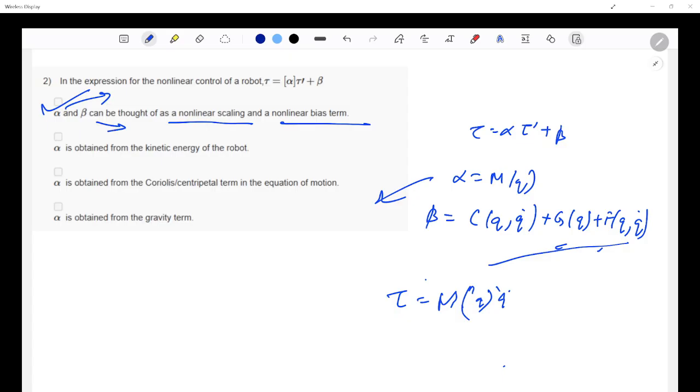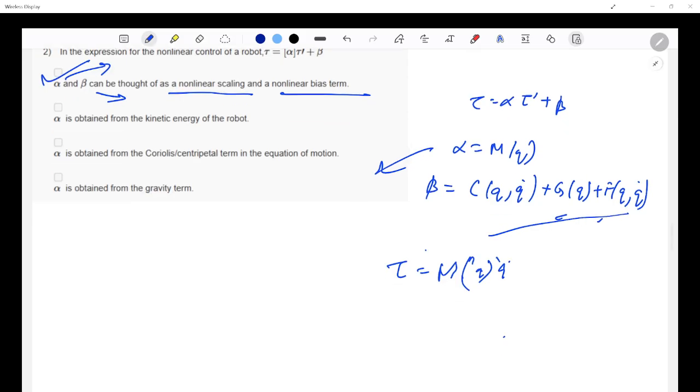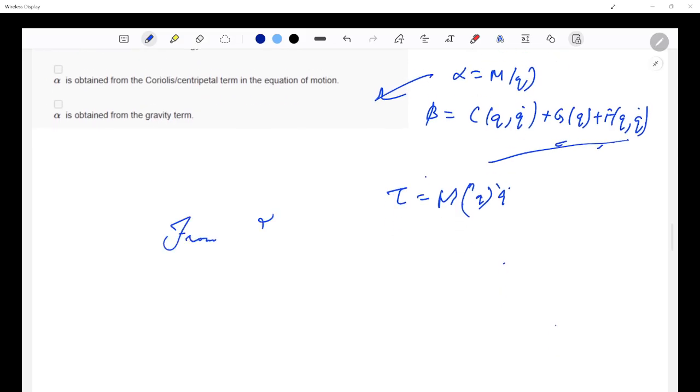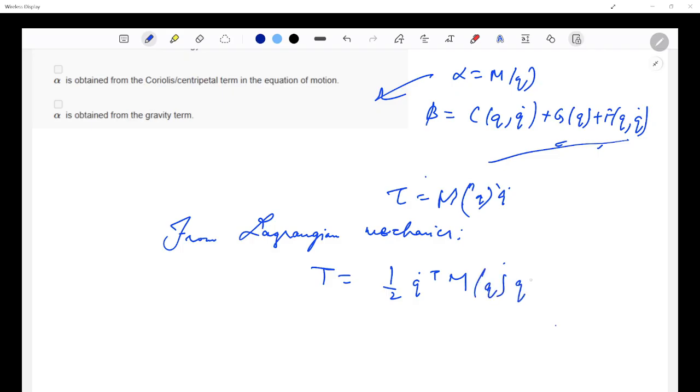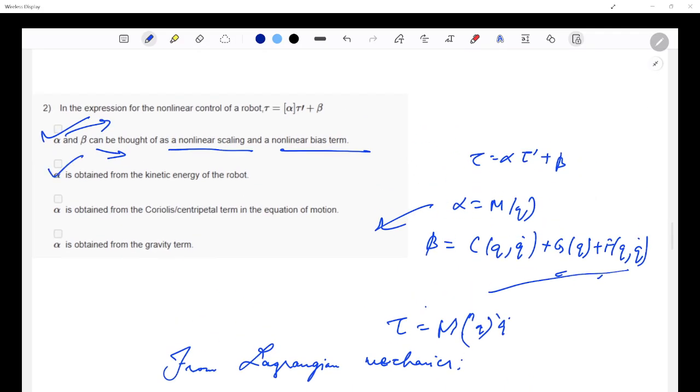The second option is alpha is obtained from the kinetic energy of the robot. From Lagrangian mechanics that we had seen last time, our kinetic energy is half into q dot transpose into mass matrix into q dot. So this mass matrix comes from the kinetic energy. So alpha is equal to M(q), derived from kinetic energy. So this is also correct.